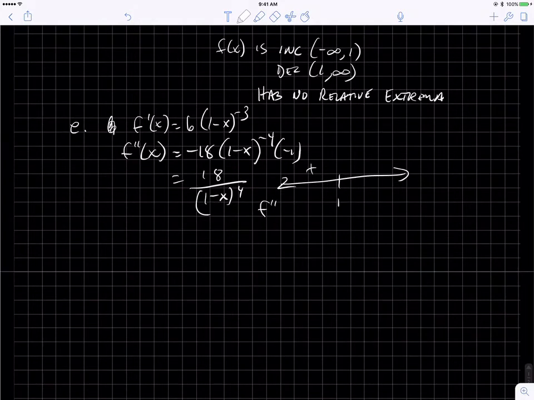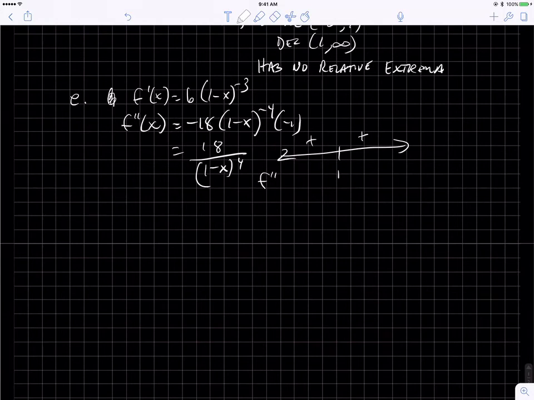It's going to be positive, because the bottom is to the power of 4, so it's always going to turn out positive no matter what. So f of x is concave up from negative infinity to 1, union 1 to infinity, because at 1 we have an asymptote, and it has no points of inflection.